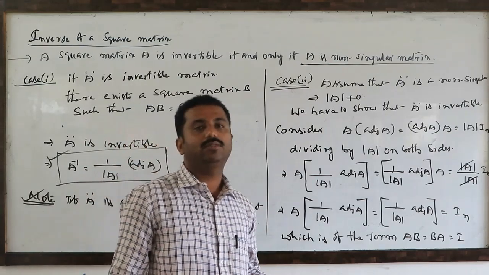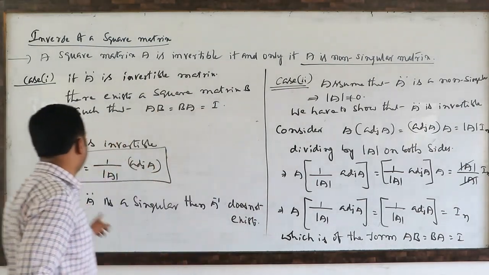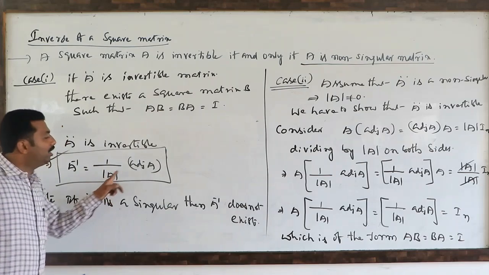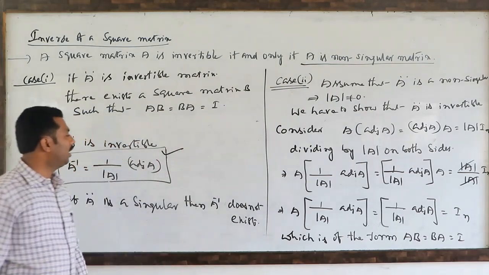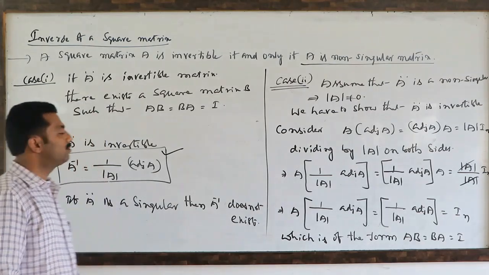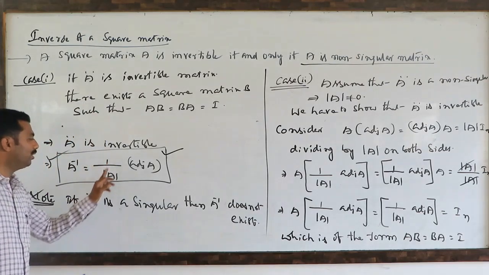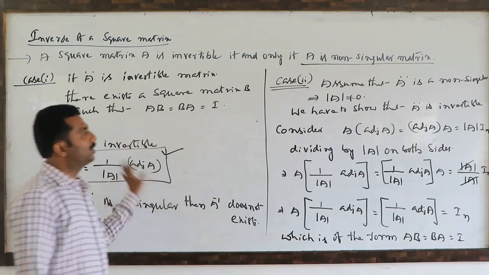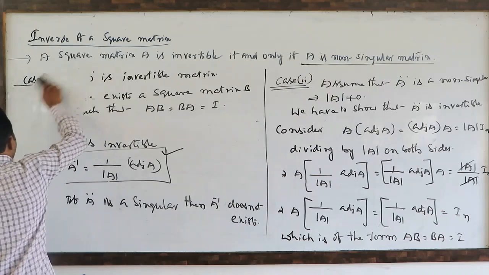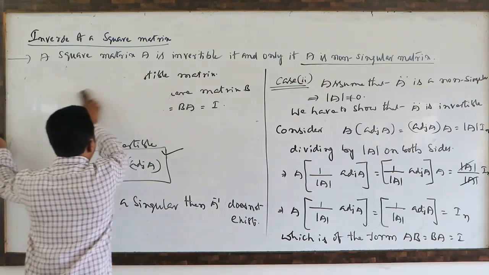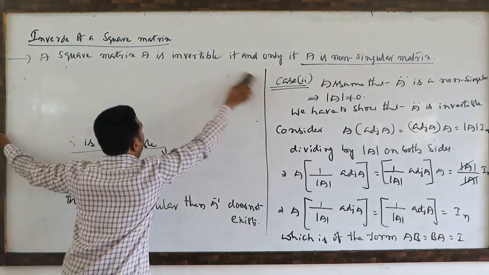A is non-singular means inverse exists. What is that inverse? 1 by determinant of A into adjoint of A. Here onwards, how to calculate inverse of a square matrix: by using this formula, 1 by determinant of A into adjoint of A. Now, we'll see some problems based on this inverse of a square matrix.